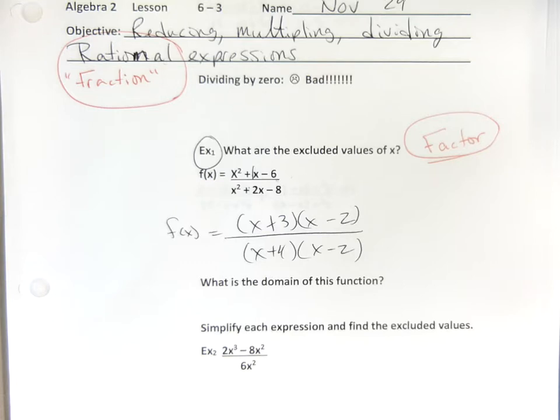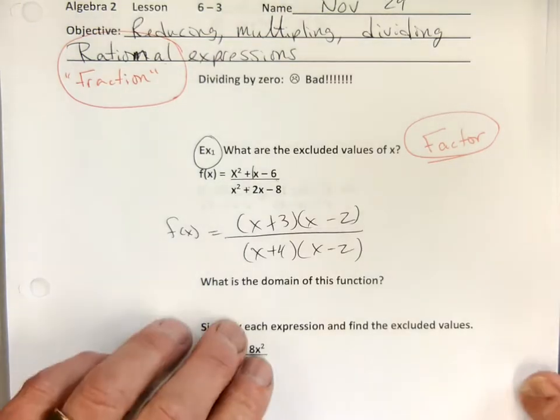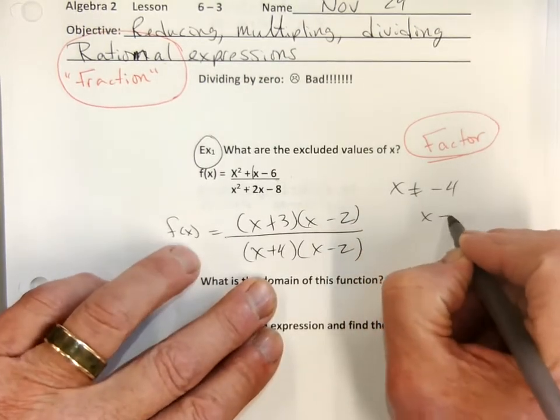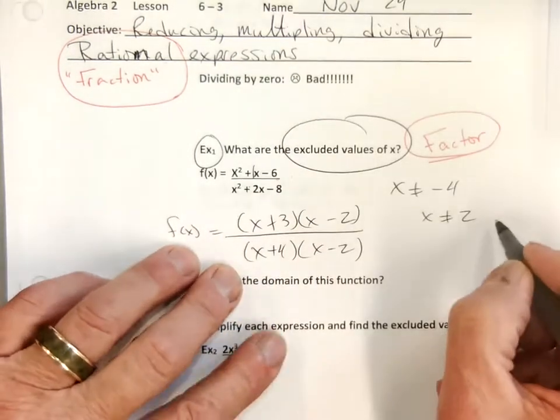Bummer, huh? So you can't divide by 0, right? If x were negative 4, look at this. What's negative 4 plus 4? You can't have 0 on the bottom. What's 2 minus 2? It's going to be 0. So you can't have 0. So here's what we know we can't have. So what we're going to say right off the bat is x cannot equal negative 4 and x cannot equal 2. These are my excluded values, okay?